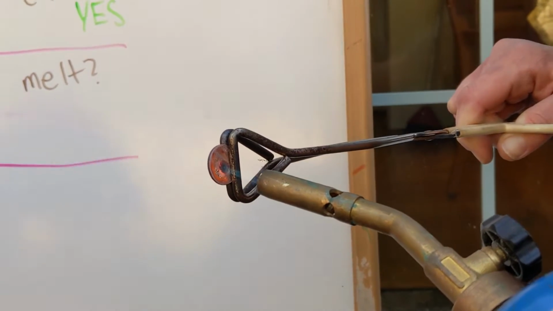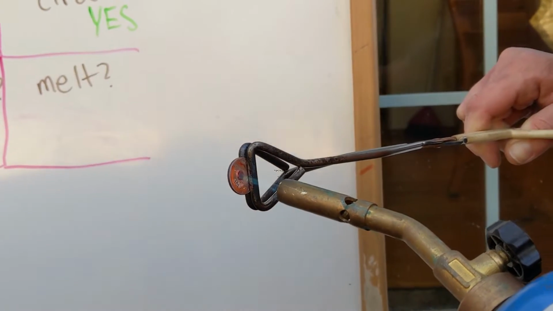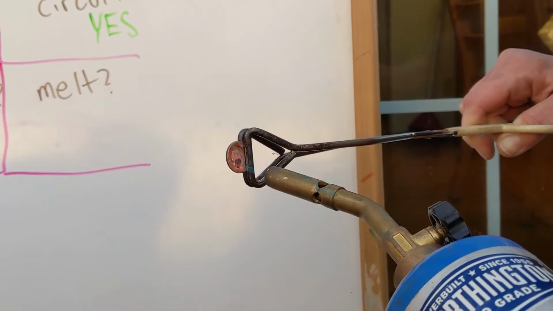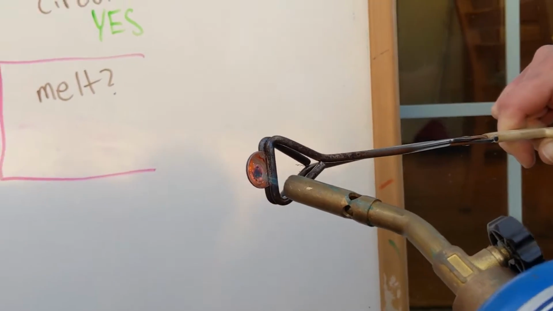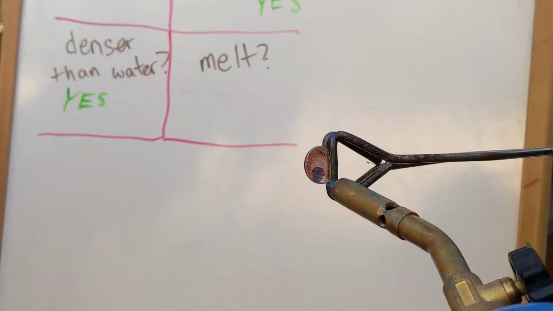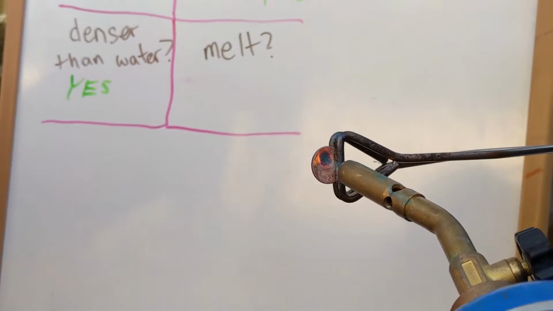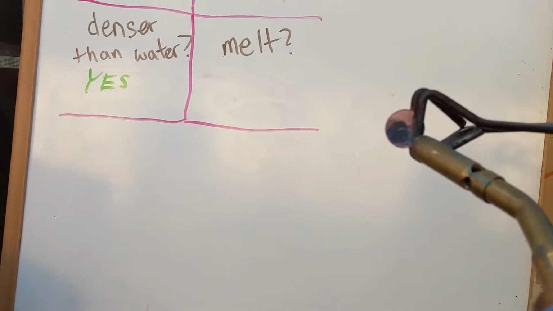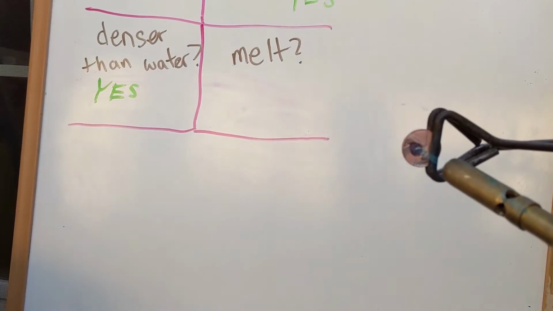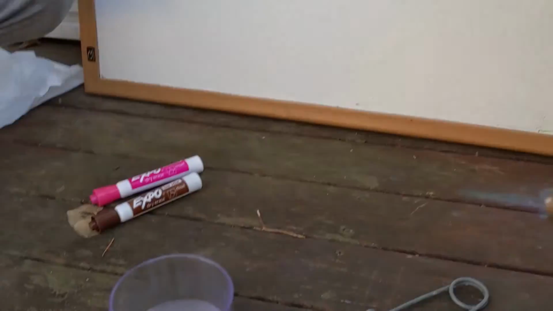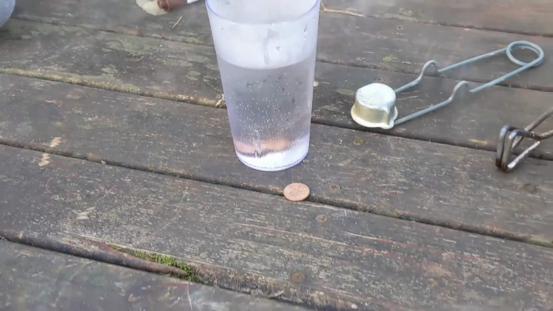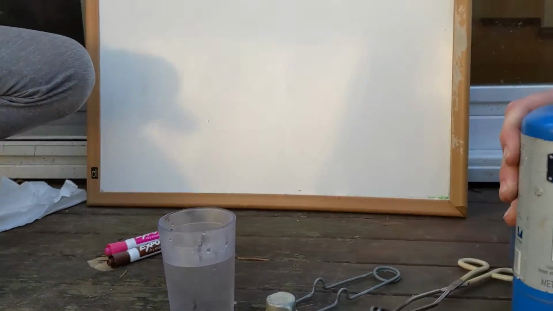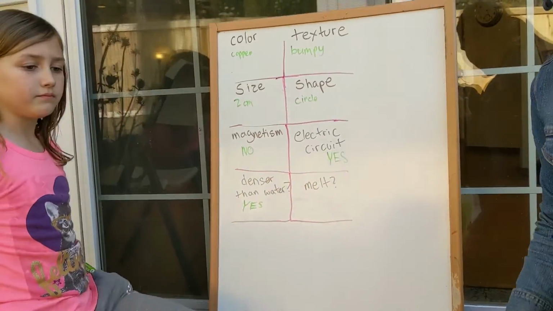All right, what do you see happening now? It's turning orange. It's turning red hot. Yeah, it is red hot. That's what pennies do when they get very hot, but it's not going to melt. Is it because it's metal? It's because it's metal and because it doesn't have a lot of copper.